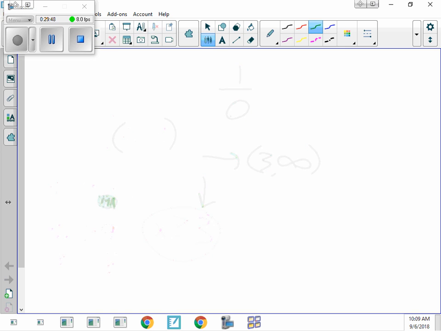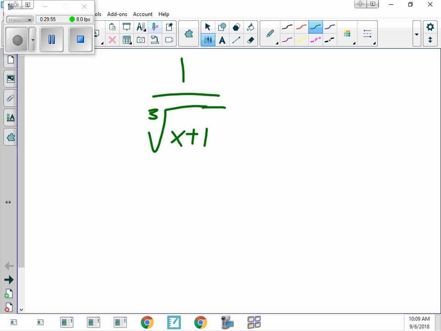Okay, what about this? What do I need to worry about here? Do I need to worry about square rooting negatives? No, because third root doesn't care about negatives. So the only thing I have to worry about is this. What number makes the bottom 0? -1. x is not allowed to be -1, so what's the domain?